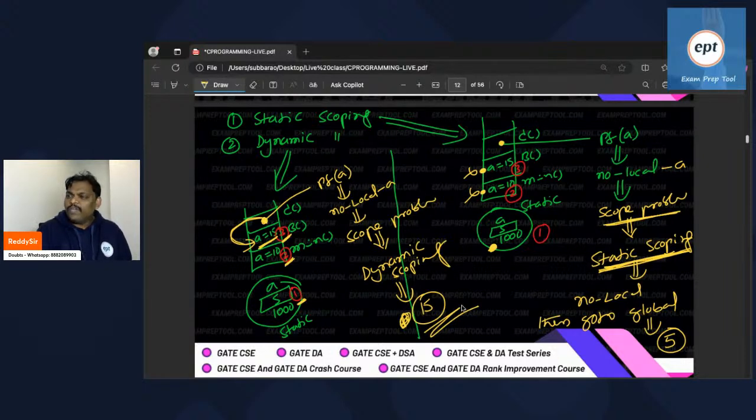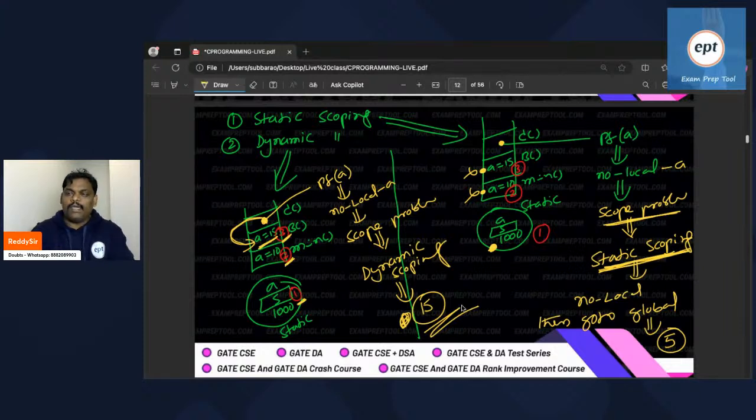Static scoping means very simple. No local, go to global. Dynamic scoping means very simple. If wherever you are currently it is not available, go to previous. How to go to previous? You are in the stack. Pop one time, you will go to previous. Pop one time, you will go to previous, and so on. I hope you got clarity.